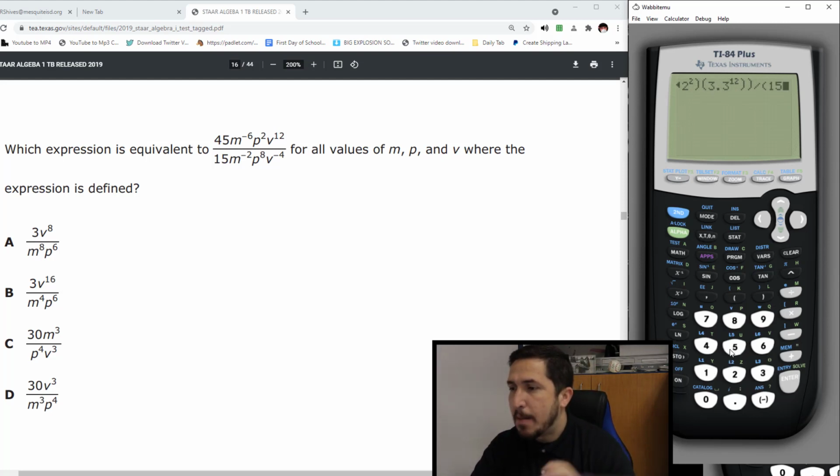Now I've got to start a parenthesis for the bottom part. So it's 15. What did I put for M earlier? 1.1. So I've got to keep it true for this whole problem. Raise to the negative 2. Close his parentheses. Open up parentheses for P. He's 2.2. Raise the guy. Call him 8. Go over. Start a new parenthesis. 3.3. Raise to the negative 4.